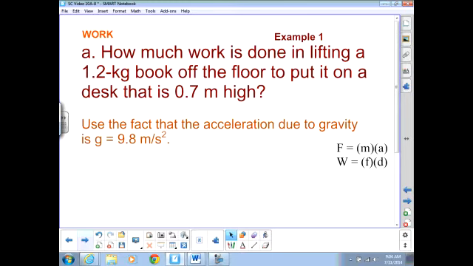So let's say we want to know how much work is done by lifting a 1.2 kilogram book off the floor to put it on a desk that is 0.7 meters high. And because we've got kilograms and meters, we know we're working with metric. So therefore, we know our acceleration due to gravity is 9.8.